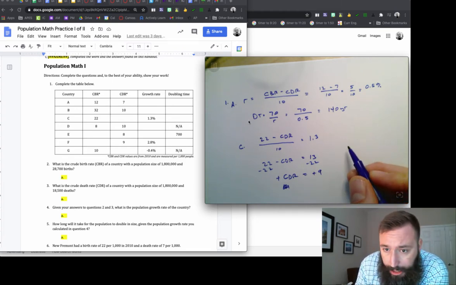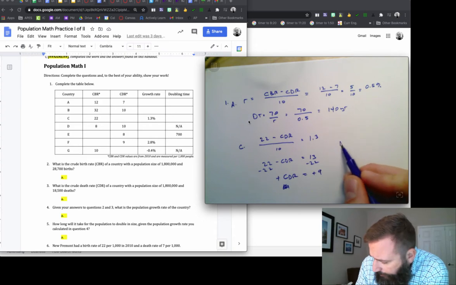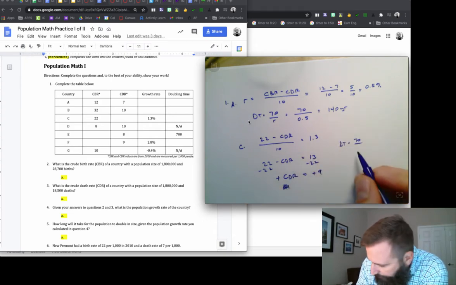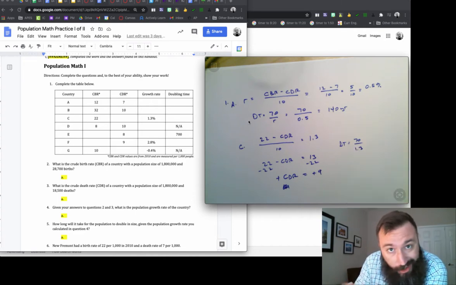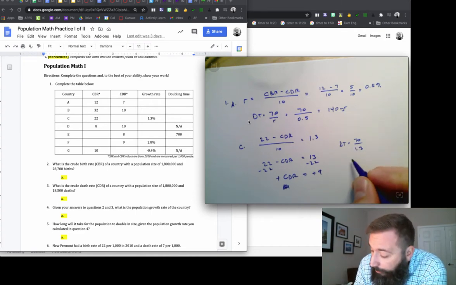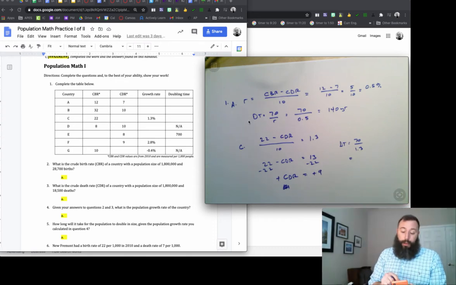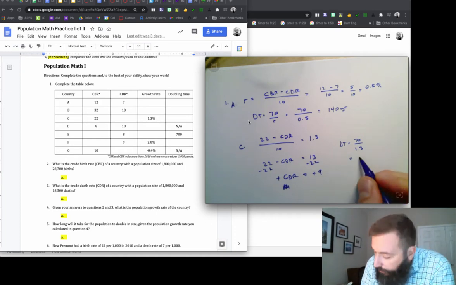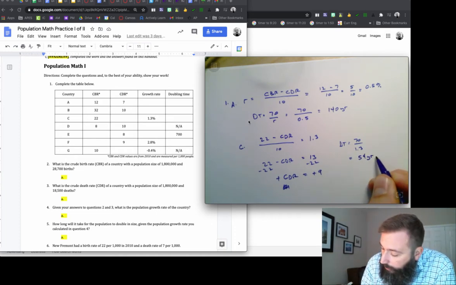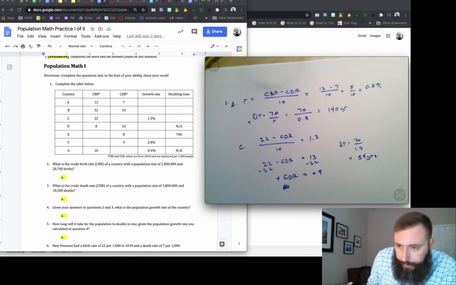If we wanted to do the doubling time, it's the same problem as before. dt is equal to 70 divided by 1.3. Notice that I'm not going to change the decimal point, I just drop the percent sign. What's 70 divided by 1.3? It looks like it's about 54 years.